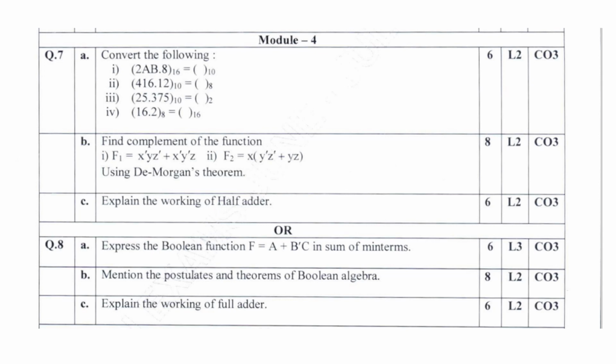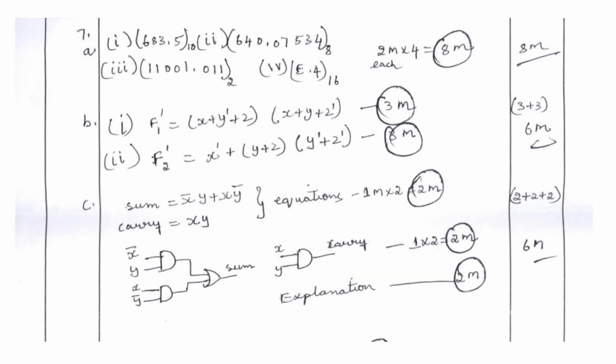You have to express it in sum of min terms. Then B is to mention the postulates and theorems of Boolean algebra and explain the working of full adder. So moving into the scheme, fourth module A question is base 10. So you have to convert base 16 to base 10. Conversion of each carries 2 marks, so totally 8 marks.